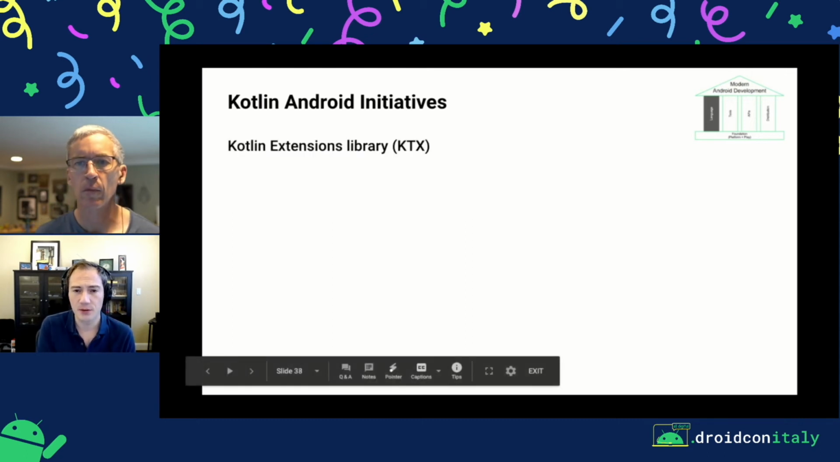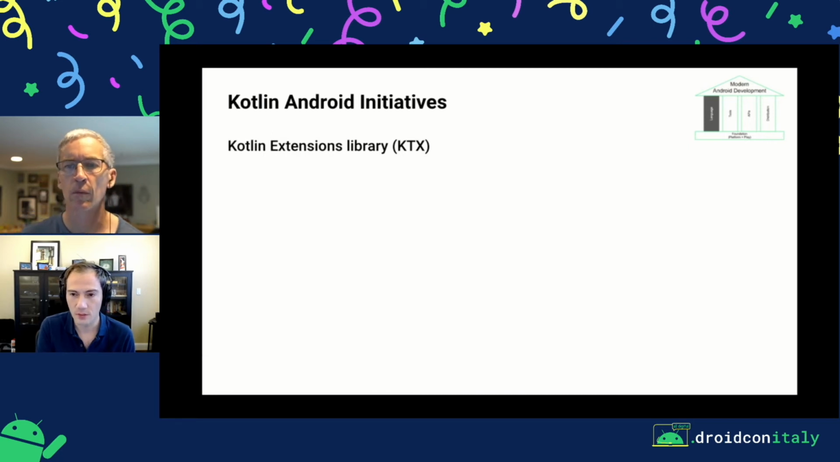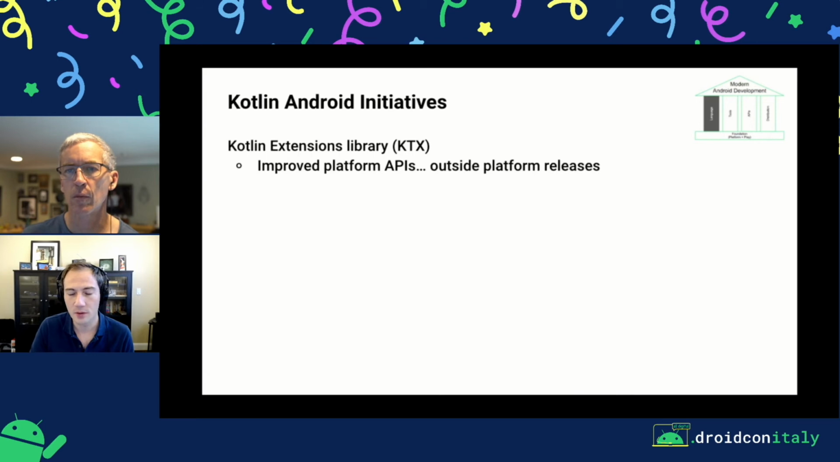I mentioned the KTX libraries, the Kotlin extension libraries, before. We have a number of them now. And again, they're a way to improve the platform APIs outside of platform releases. What we tried to do with those Kotlin extension libraries was not to add every single feature we could think of, right? I remember some folks were submitting code to those libraries, for instance, to add the ability to take a picture with the camera on the context object. The goal of these libraries is really to use features of the Kotlin programming language that are not available to Java developers, so that when you use Kotlin, you get a more Kotlin-like experience using the platform API.